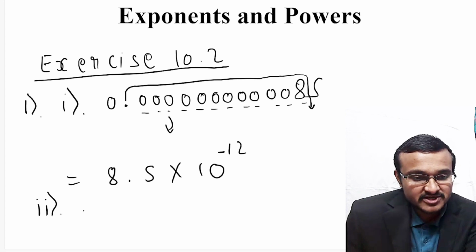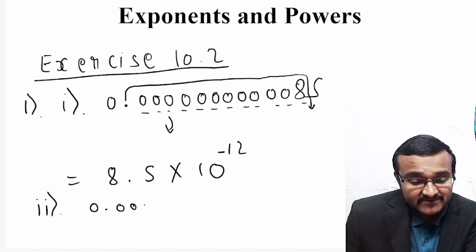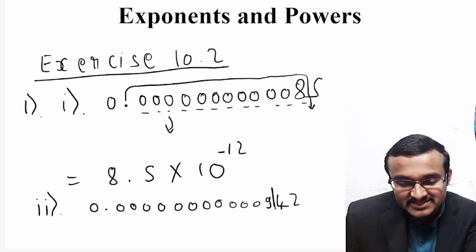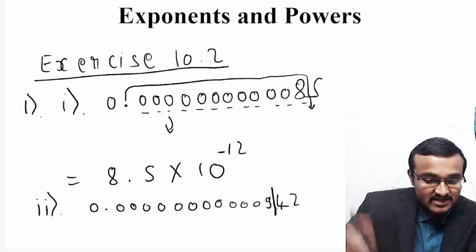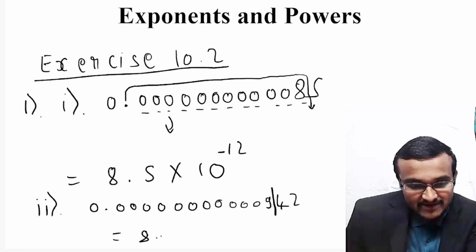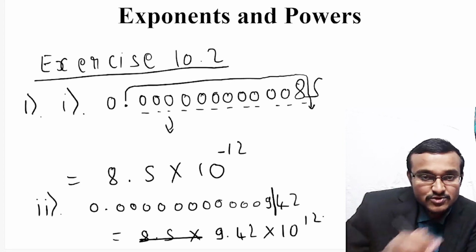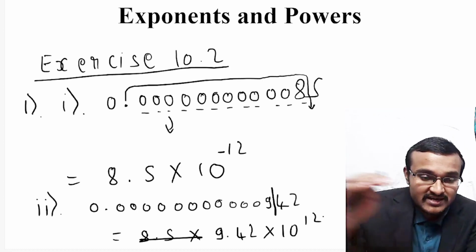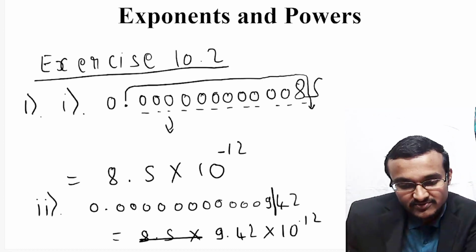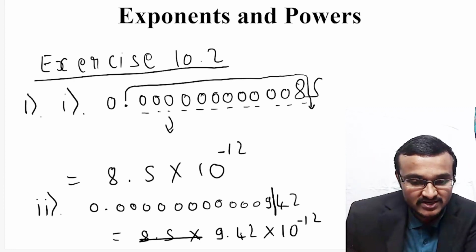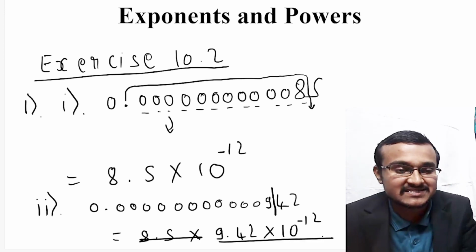Coming to the second question, here also after the decimal point they have given 11 zeros and they have mentioned 942. So here also after 12 digits you are putting the decimal point, moving it to the right hand side, so it will be in the negative term. It will be equal to 9.42 into 10 power 12, because after 12 digits you have moved the decimal point. You are moving it to the right hand side, so you should take the negative of that power, so it will become minus 12. So 9.42 into 10 power minus 12 is the answer for the second question.